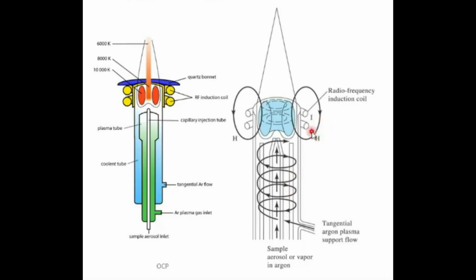Okay, so this is the induction coil. You can see 2I representing the current that is flowing through it, producing the induction. The current is with radio frequency. So the induced field H is also changing with radio frequency. You can see the blue-colored intense high temperature region, which corresponds to this region over here. And this is the plasma.